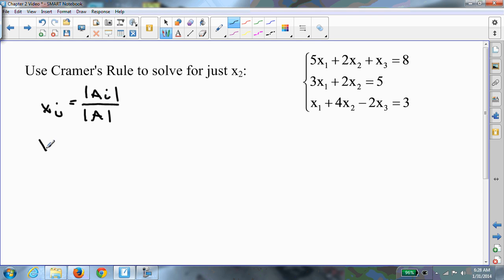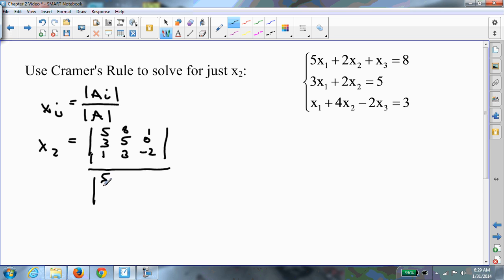So in this case, x sub 2 would equal the determinant of 5, 3, 1. Now, instead of putting in 2, 2, 4, I'm going to replace it with 8, 5, and 3, and then 1, 0, and negative 2. Over the denominator, which is 5, 3, 1, 2, 2, 4, and 1, 0, negative 2. So that's how you would calculate x sub 2.